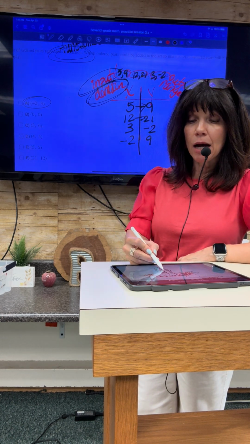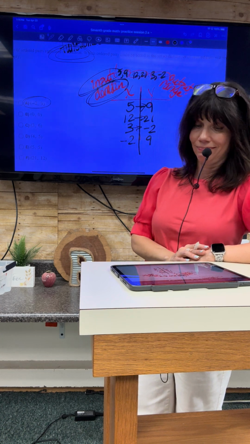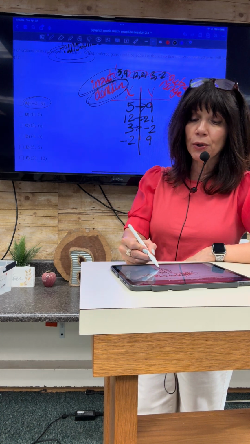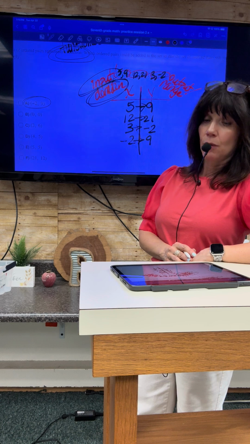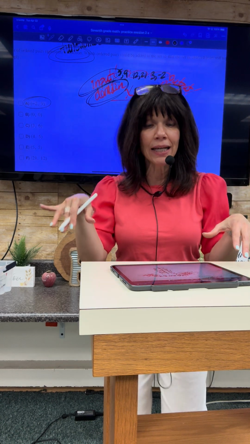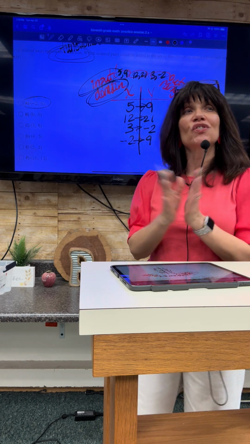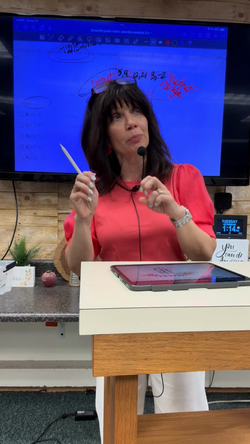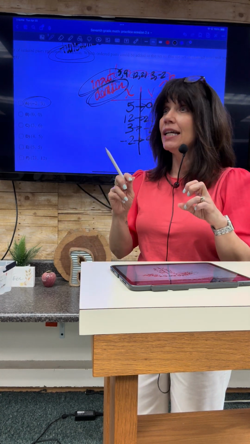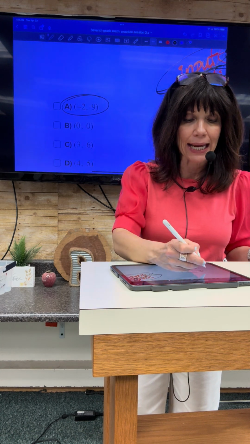We're good. How about 3 gives bubblegum to -2? We're good. How about -2 gives bubblegum to 9? Yes. We're good. So is this an item that could be added to the set and it would still be a functional relationship, aka a function? Yes. So will you pick A?